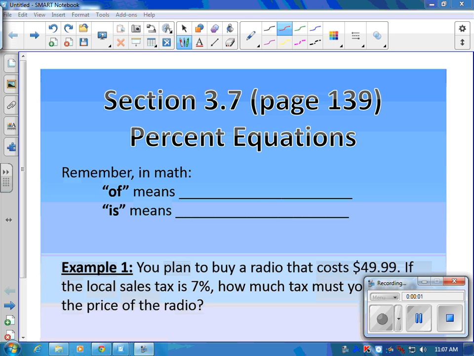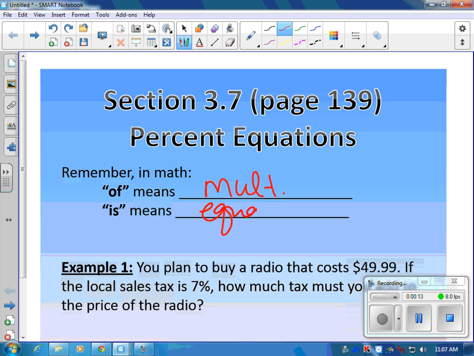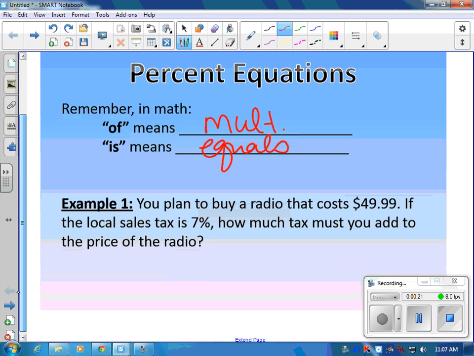So in math, what does the word "of" mean? Zach? To multiply. And what does the word "is" mean, Seth? Equals. So we need to know that for this section. We need to know what these words mean in math so that we can write equations using this information.